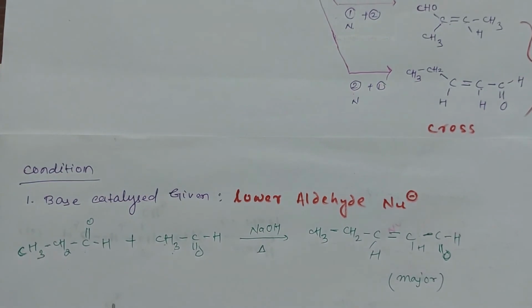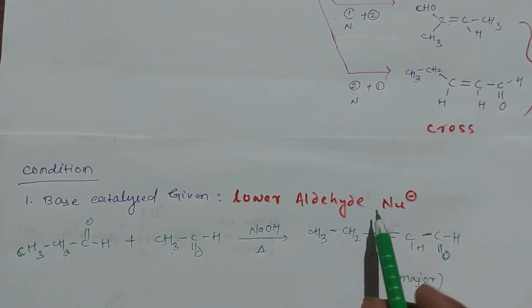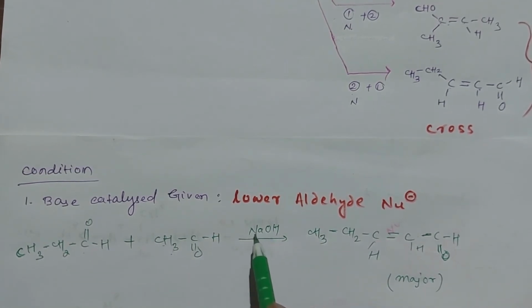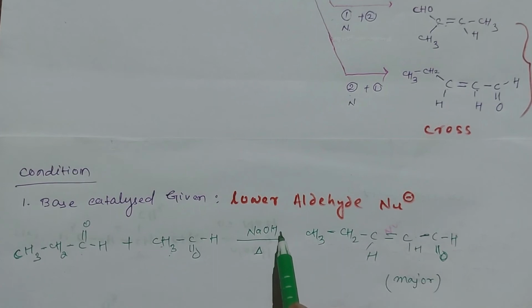Now what is the reason the lower aldehyde behaves as nucleophile? Because this base works by abstraction of hydrogen, so this base will abstract easily from the less hindered side of the aldehyde. Therefore the lower aldehyde is chosen as nucleophile.